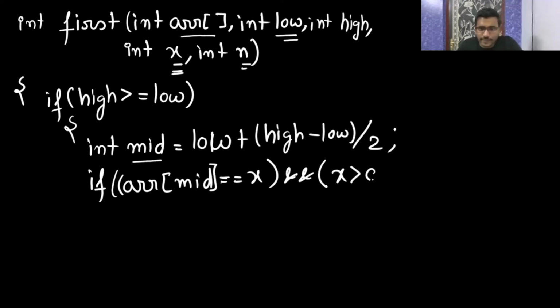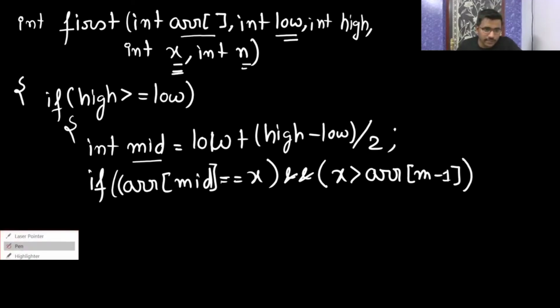X should be greater than array of mid minus one element. It should be greater than the mid minus one element; only then can we say that the array element starts here. So for that mid minus one element, I should write mid minus one. Here I am writing just m, but I should write mid minus one.